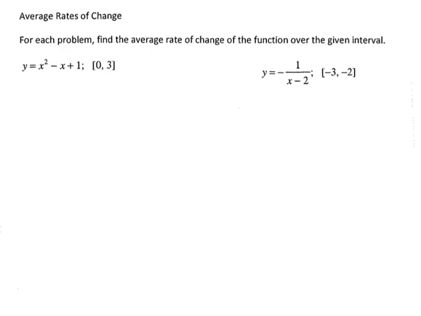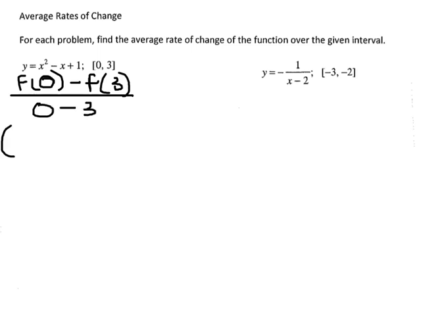Let's get started on this homework assignment. So the first problem is to calculate the average rate of change of a function over the given interval. So we need to take f of 0, oh, this is horrible, f of 0 minus f of 3 over 0 minus 3.